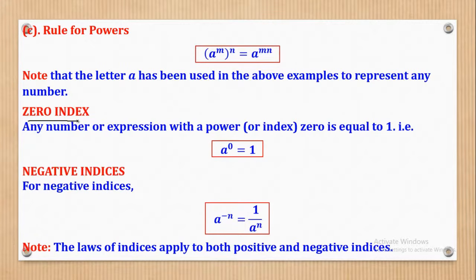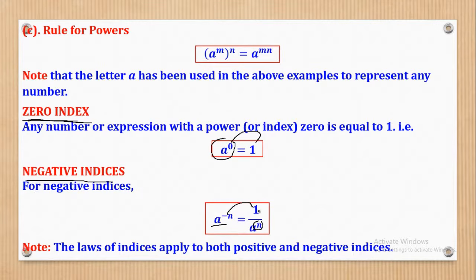Now there are some things we need to know. One is the zero index. These are special cases. Any number raised to the power 0 will always be equal to 1. Another one is negative indices. Now, this is also a special case. It says that any number raised to a negative index is the same as the reciprocal of that very base, but the power becomes positive.